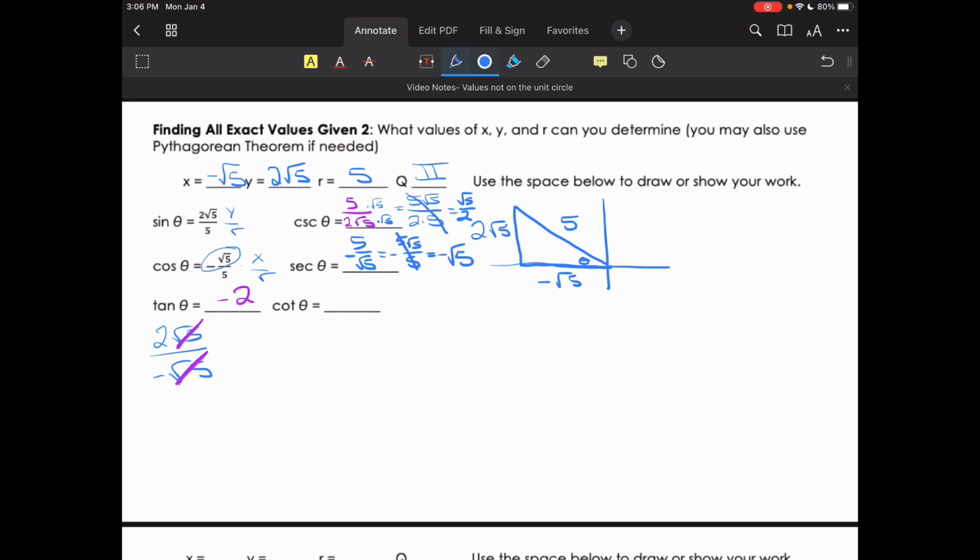And the reciprocal of negative 2, you can do it that way, or do the fraction here flipped, and then again the square roots would cancel and you'd be left with negative 1/2.